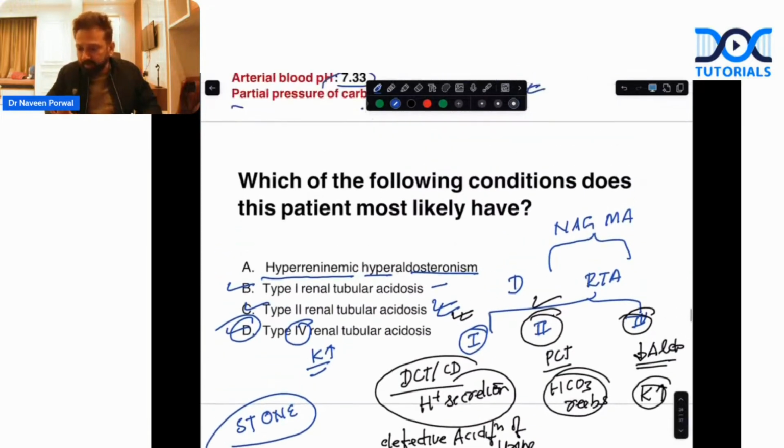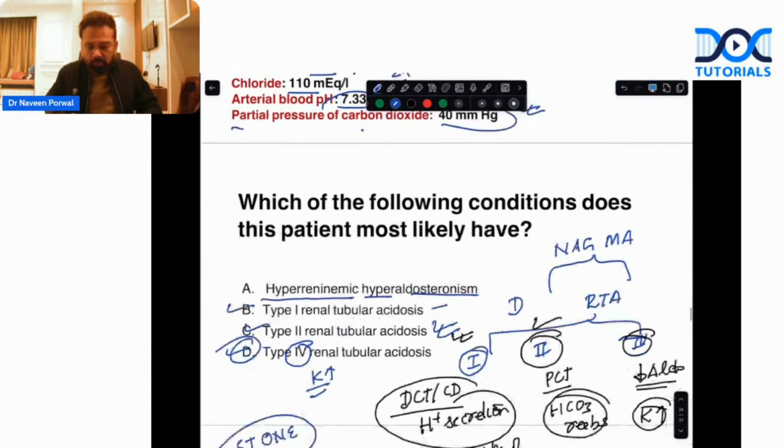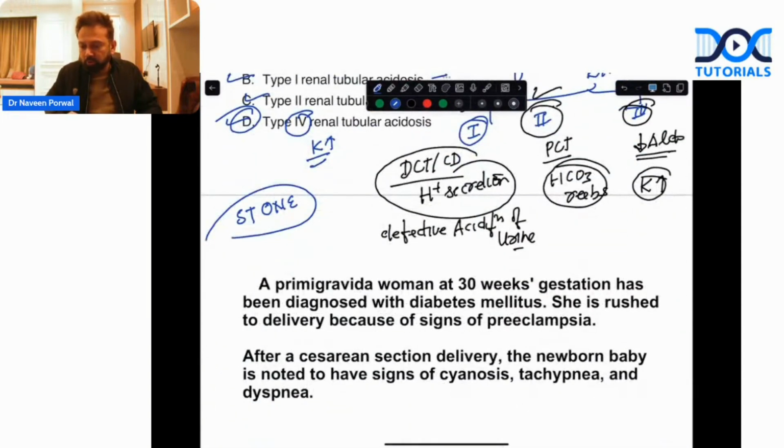Yes, it is a bit high. I know it is normal. A bit, you can say, on the higher side. Okay. Metabolic acidosis is there.